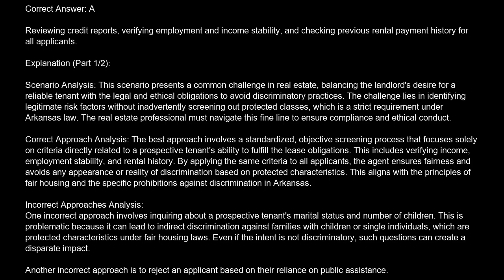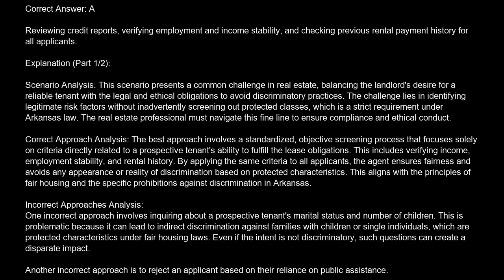Incorrect approach analysis. One incorrect approach involves inquiring about a prospective tenant's marital status and number of children. This is problematic because it can lead to indirect discrimination against families with children or single individuals, which are protected characteristics under fair housing laws. Even if the intent is not discriminatory, such questions can create a disparate impact.